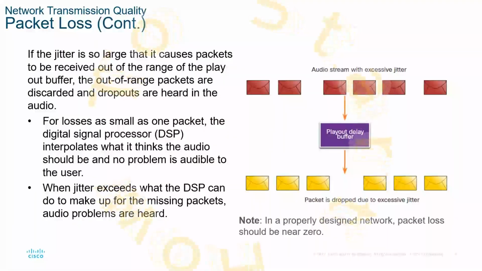So if the jitter is so large that it causes packets to be received out of range of the play or buffer order, those out of range packets are essentially discarded. For small losses, like maybe a single packet, the digital signal processor, DSP, will basically interpret what's going on and play back that audio. Realistically, this happens pretty commonly and you don't normally notice the difference. However, the more jitter occurs, the harder it is for the DSP to interpret what should be going next.